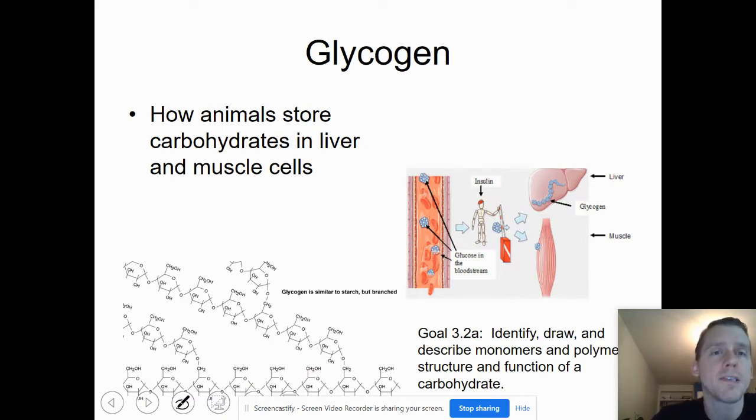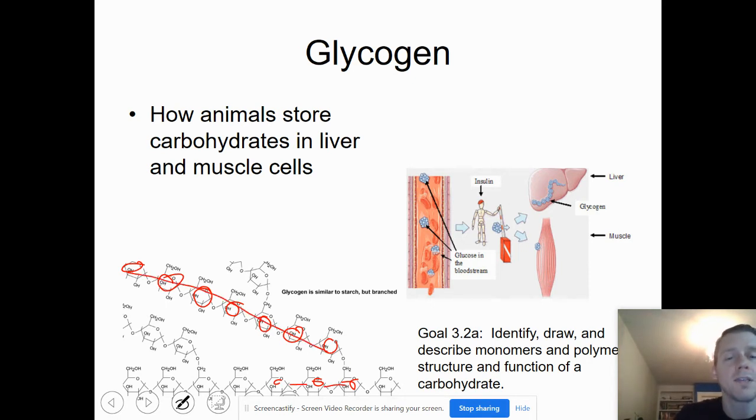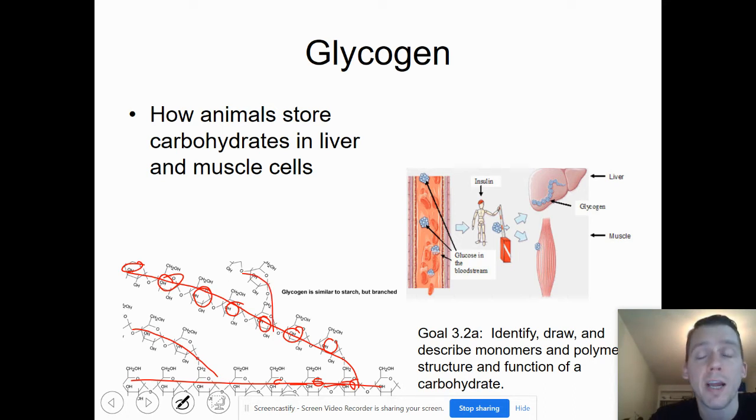Glycogen is a polysaccharide that animals make. So animals, like humans, are going to store glycogen in their liver and muscle cells. Glycogen is another long chain. You can see it down here in the lower left. It's long chains of glucoses. The difference is it's branched. So notice how it's not one straight line, but it has all of those branches.